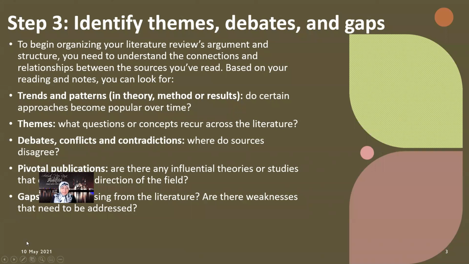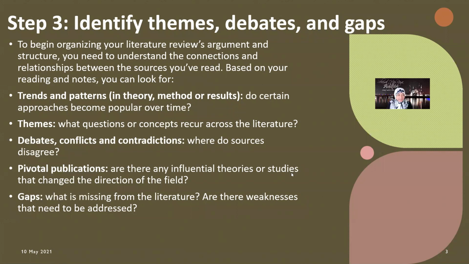So we proceed with step 3, identify themes, debates, and gaps. To begin organizing your literature review's argument and structure, you need to understand the connections and relationships between the sources you have read. Based on your reading and notes, you can look for trends and patterns in theory, method, or results. Do certain approaches become popular over time? Themes. What questions or concepts recur across the literature? So you have to look into this.